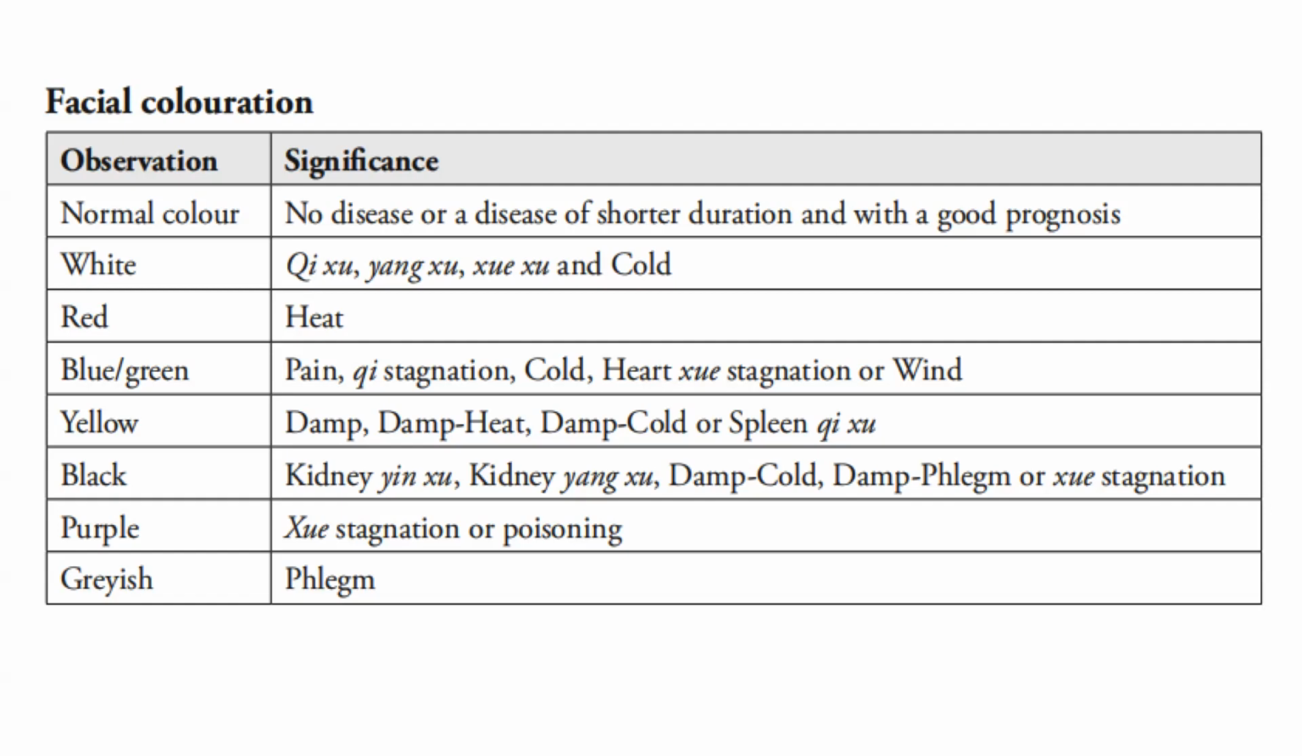If the facial coloration is yellow, it could mean there is damp heat, damp cold, or spleen chi deficiency. If the facial coloration is black, it indicates kidney yin deficiency, kidney yang deficiency, damp cold, damp phlegm, or blood stagnation. If the facial coloration is purple, then there could be blood stagnation or poisoning. If the facial coloration is grayish, then there could be phlegm.